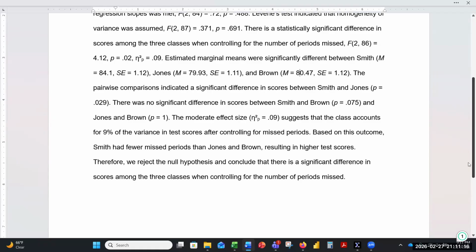The moderate effect of eta squared equals 0.09 suggests that the class accounts for 9% of the variance in test scores after controlling for missed periods. Based on this outcome, Smith had fewer missed periods than Jones and Brown, resulting in higher test scores. Therefore, we reject the null hypothesis and conclude that there is a significant difference in scores among the 3 classes when controlling for the number of periods missed. And that concludes this analysis.